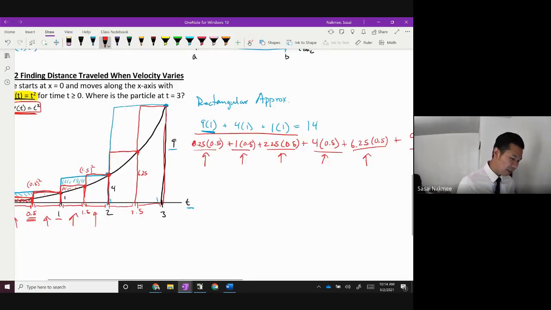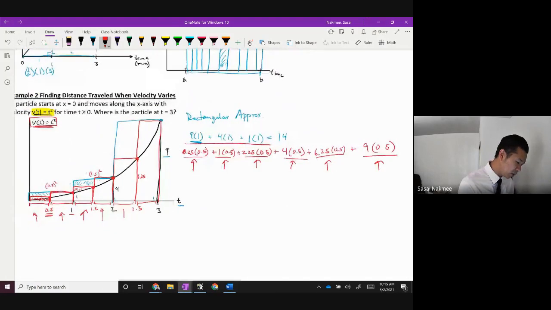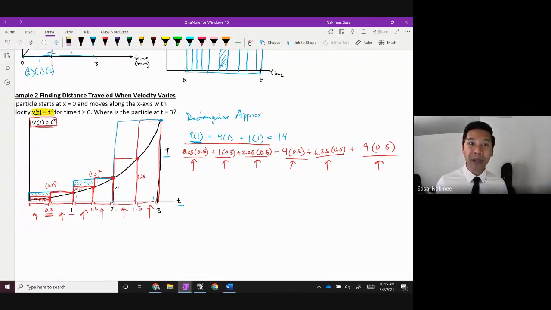So we have here, if you guys can see it, 6 total rectangles: the first, second, third, fourth, fifth, and sixth rectangles. I'm going to take those numbers away though, because it's going to look confusing with those other numbers. So if I add all of these together, it's going to give me a better approximation.